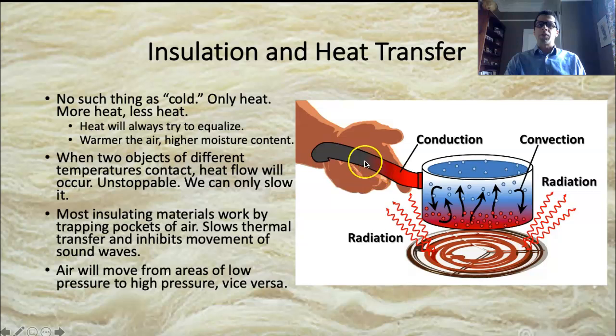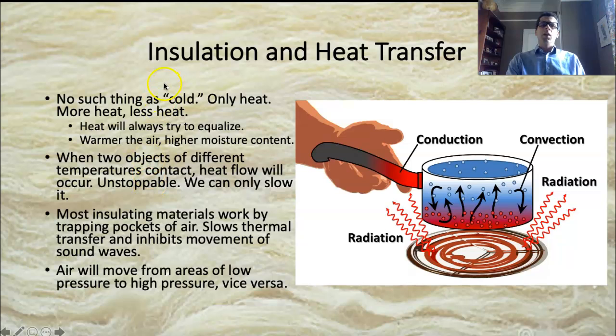So this first one is conduction, and that is heat transferring through solid materials. We've got convection. That's heat moving through liquids or gases. And we've got radiation. That's heat traveling through infrared light. The sun heats with radiation.